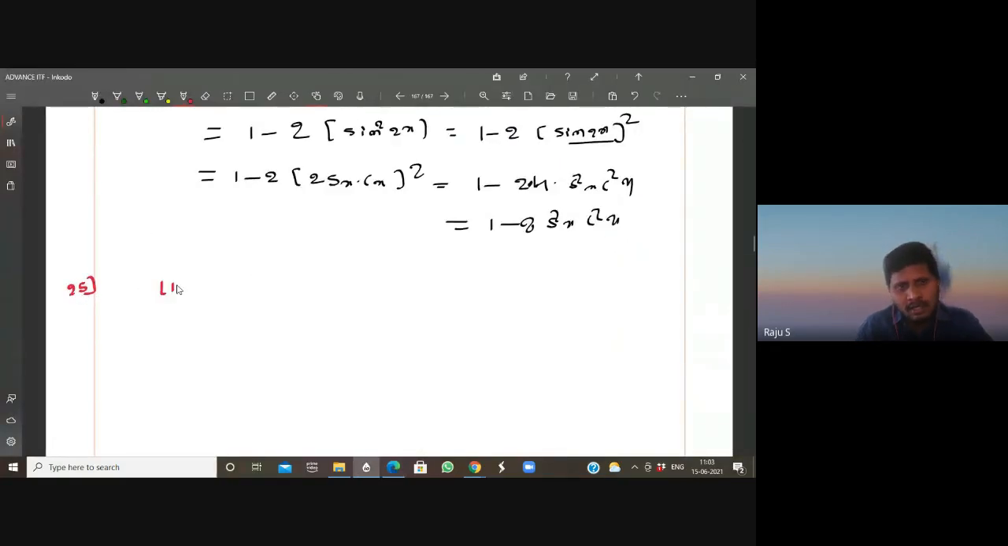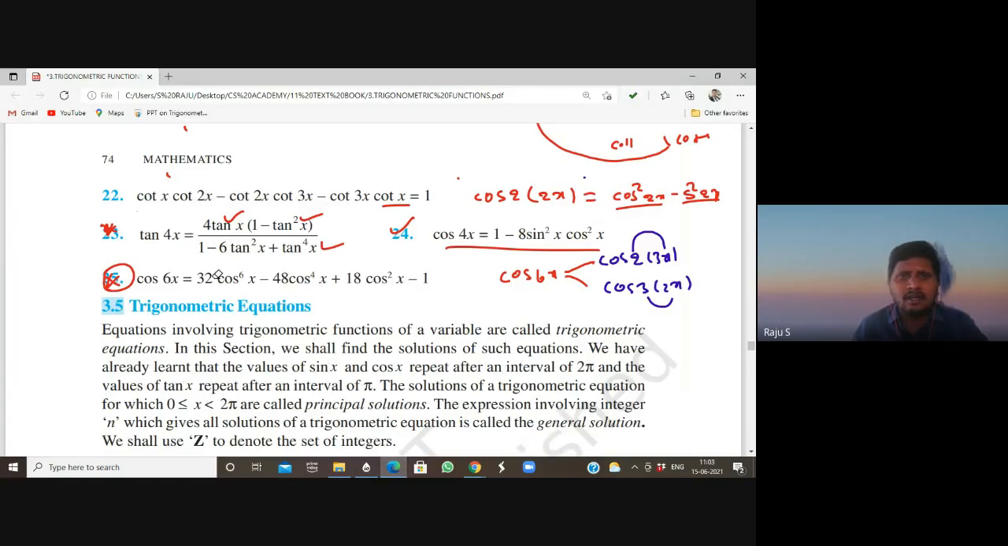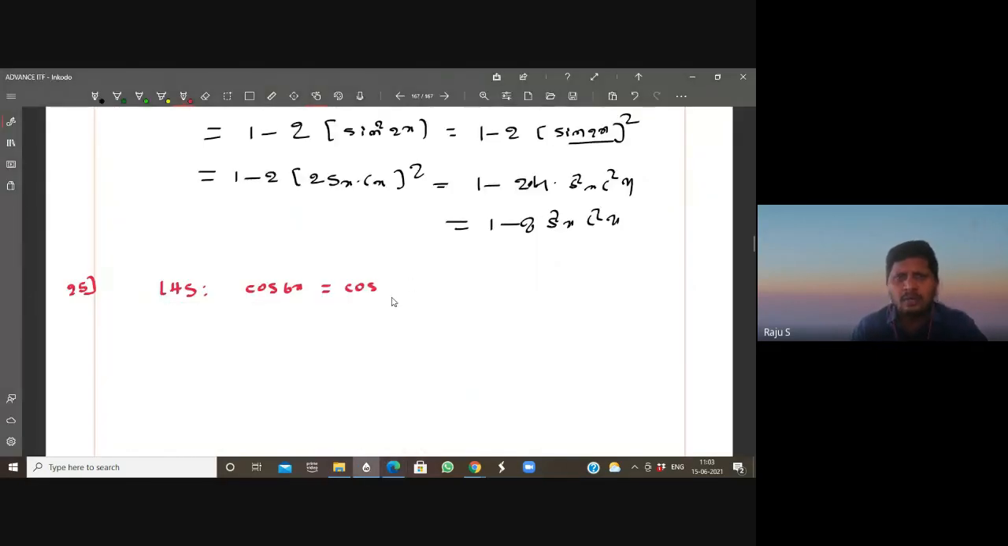I'm taking LHS. LHS is cos 6x. Cos 6x, I want to write it your wish. You can write 2 into 3x. But when you observe here, the right side RHS consists only of cos functions. There is no sine function or any other function. They express it in terms of cos alone, right? So either you can write 2 into 3x or 3 into 2x. What shall we write here? You only tell me. 3 into 2x.